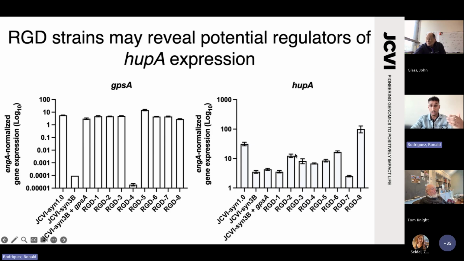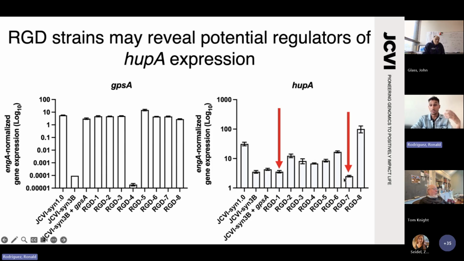We also measured the expression levels of HUP-A in all 8 reduced strains. And what we're looking for are strains that show minimal to no HUP-A expression relative to SYN1. So here I show the expression data of HUP-A. From left to right, we see expression of HUP-A in SYN1, minimal to no expression of HUP-A in 3B, and then the GPSA transplant. And 2 of the 8 reduced genome design strains stood out to me the most.